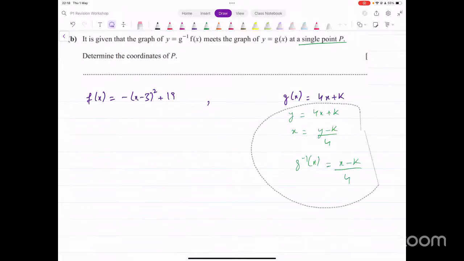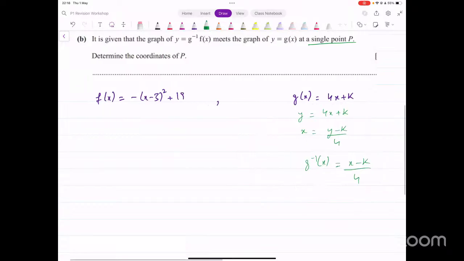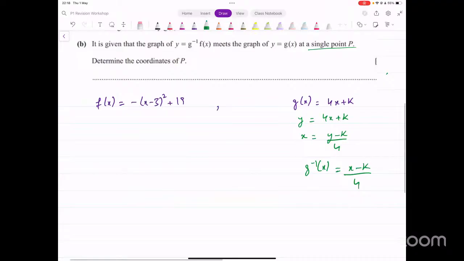Now, once we have got that, we can use that to find g inverse of f. Let's do that. Inside g inverse, we have to input f, so it becomes g inverse of minus into x minus 3 whole squared plus 19.